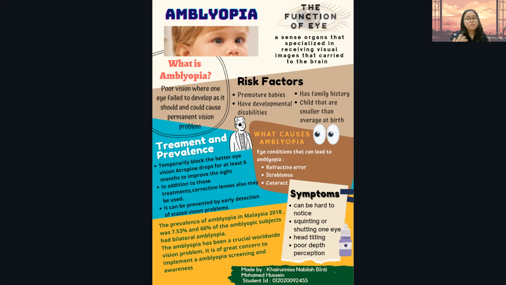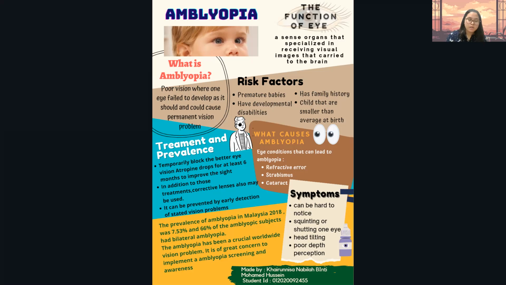In addition to those treatments, corrective lenses also may be used. It can be prevented by early detection of vision problems. The prevalence of amblyopia in Malaysia in 2018 was 7.53%, and 66% of those amblyopic subjects have bilateral amblyopia. Bilateral amblyopia means that the amblyopia has affected both of the eyes.